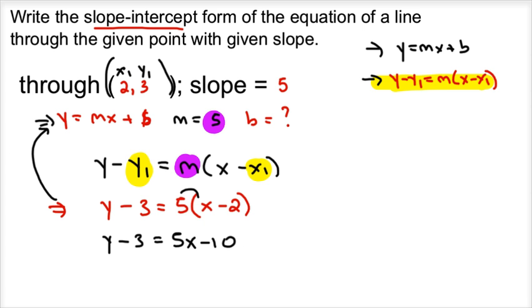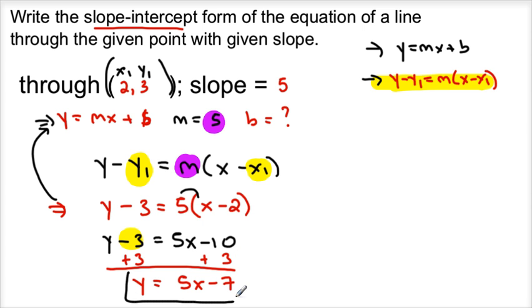Almost there. The only thing I need to do is get this negative 3 on the other side. How do I get this negative 3 on the other side? Plus 3. Add 3 to both sides. Plus 3. Plus 3. Y equals 5x. Negative 3 plus, negative 10 plus 3 is, call it a day.